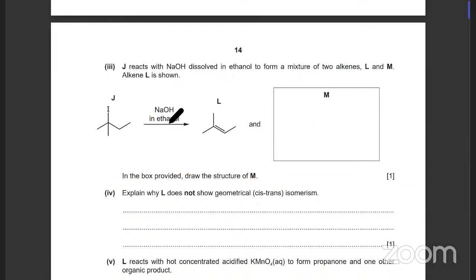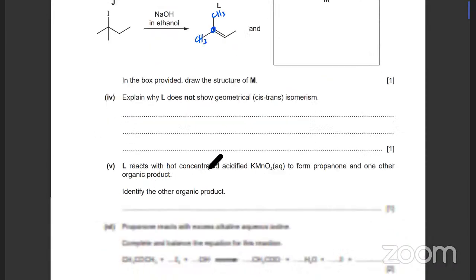I've got this reaction, NaOH in ethanol. Explain why L does not show cis-trans isomerism. Why does this not show cis-trans isomerism? Simple explanation: the carbon in the double bond has the same groups attached to it on both sides. So it's not going to show that.